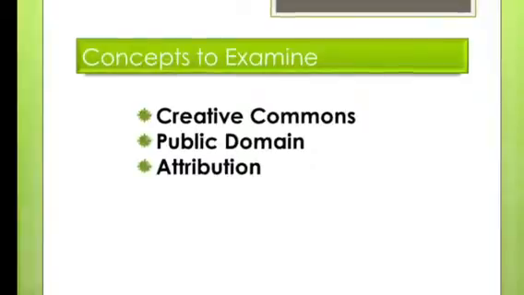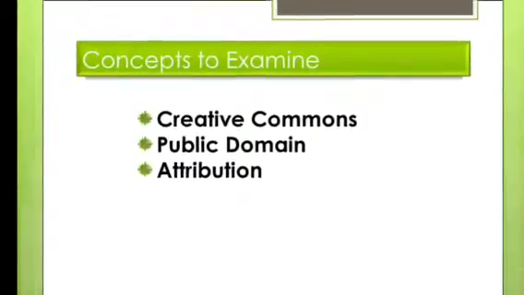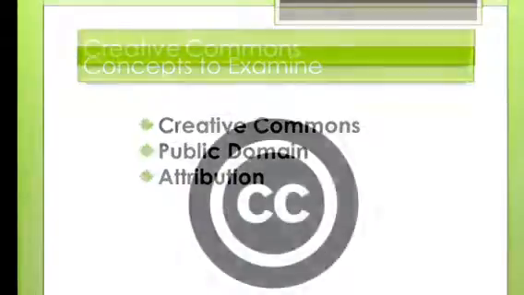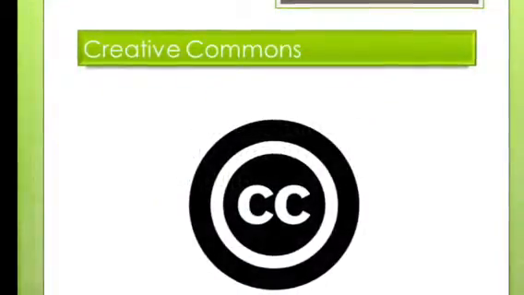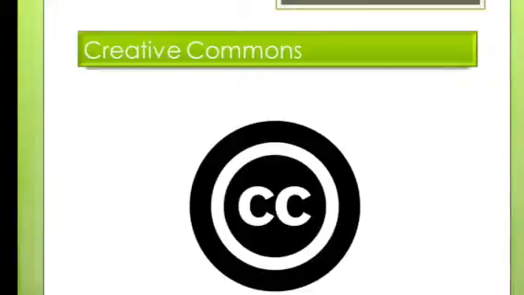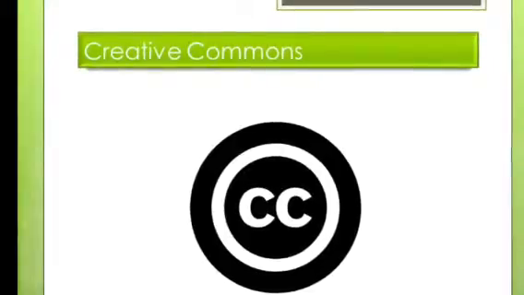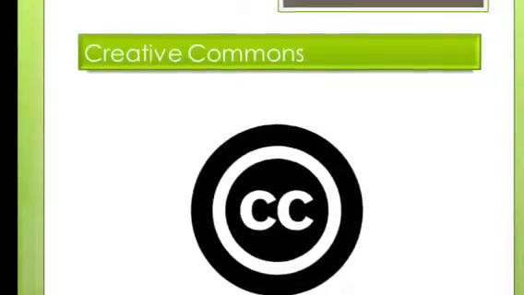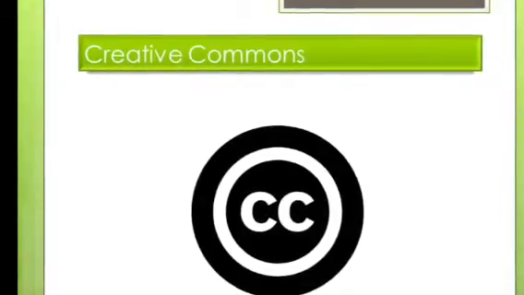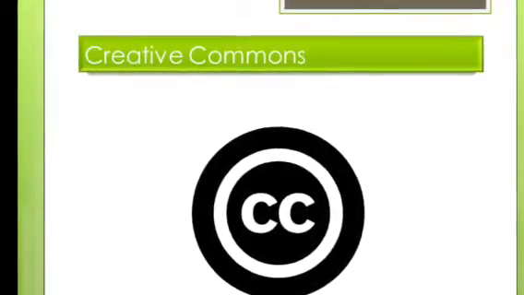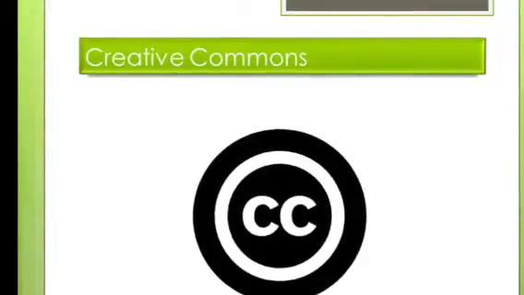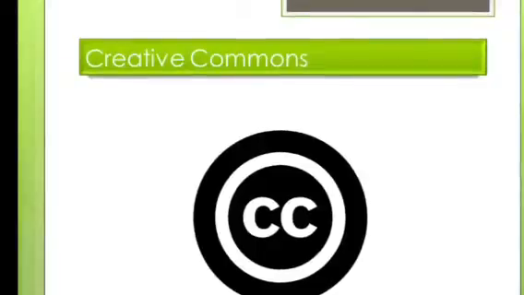So there were 3 words that I mentioned earlier: Creative Commons, public domain, and attribution. Let's go ahead and talk about those. First of all, we'll talk about Creative Commons. Now, Creative Commons is a nonprofit organization, and they've put together an arrangement of works that can be shared legally. Now, Creative Commons licenses are not an alternative to copyright. They work alongside of copyright. So, like songs and pictures, videos, and written works, they're available for use legally.